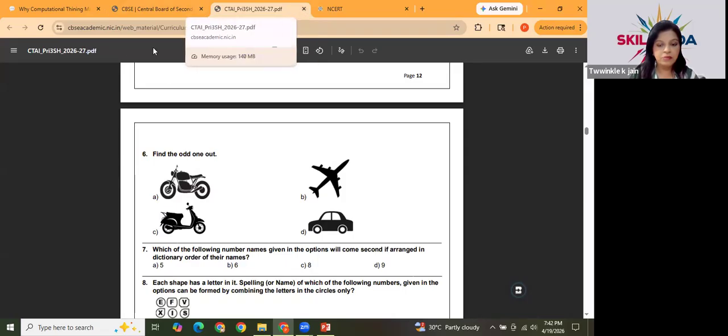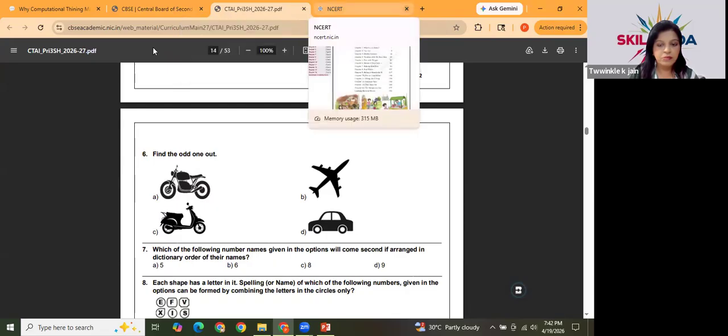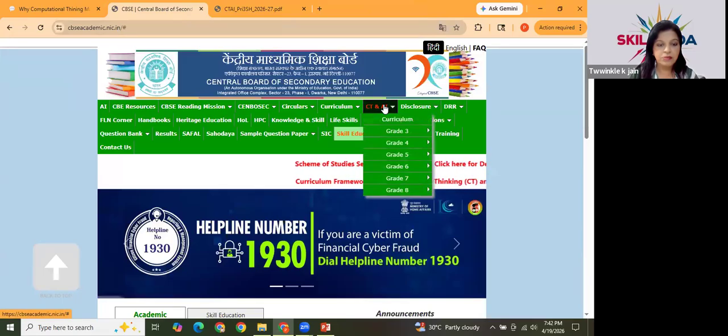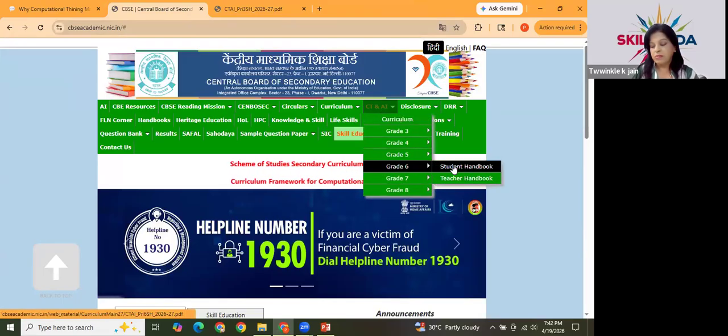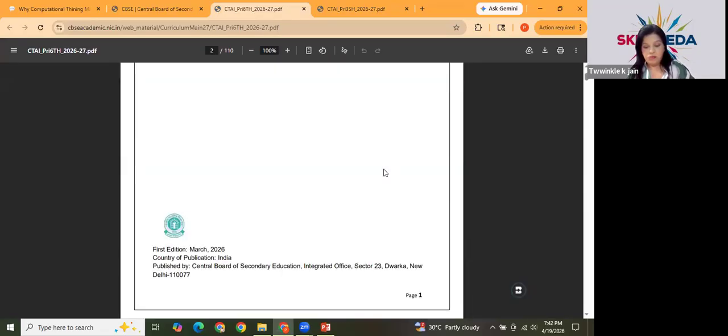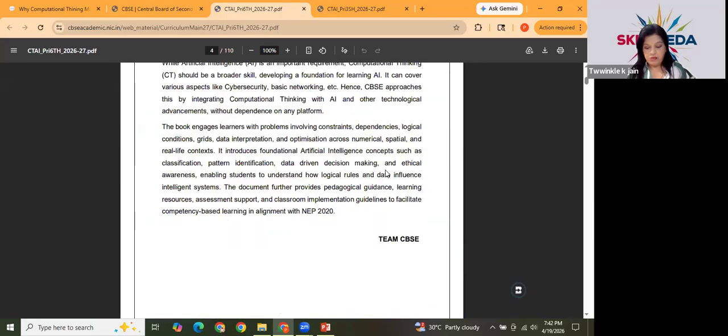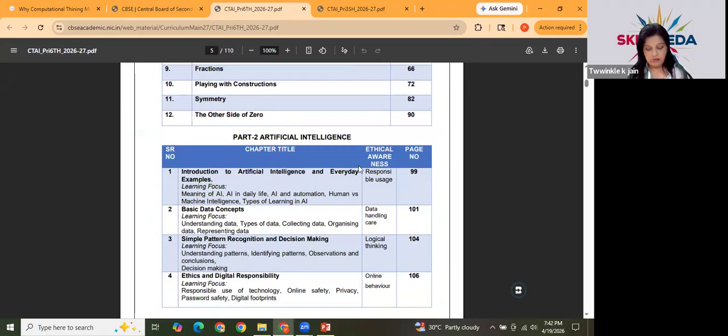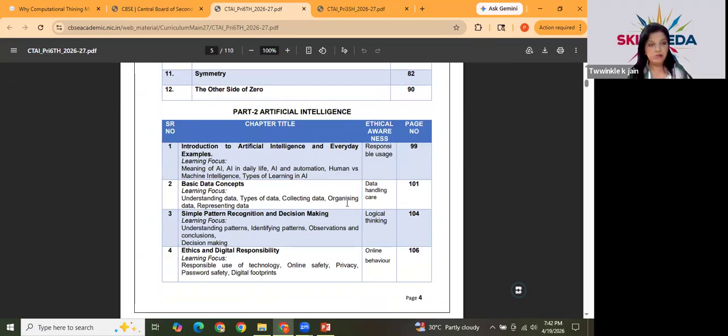I'll just move on. This is about NCERT. I'll just close this tab. So the same way, let me go for 6th standard. For the 6th standard, I'll take the teacher handbook and show you. So here, for 6th standard, we have two divisions: part 1, computational thinking, and part 2, artificial intelligence.